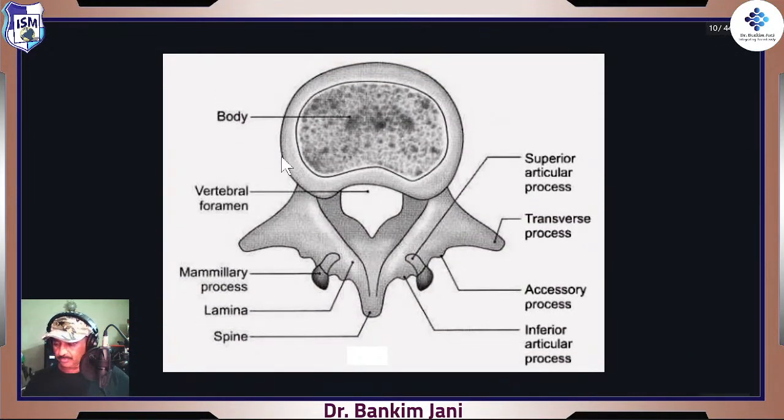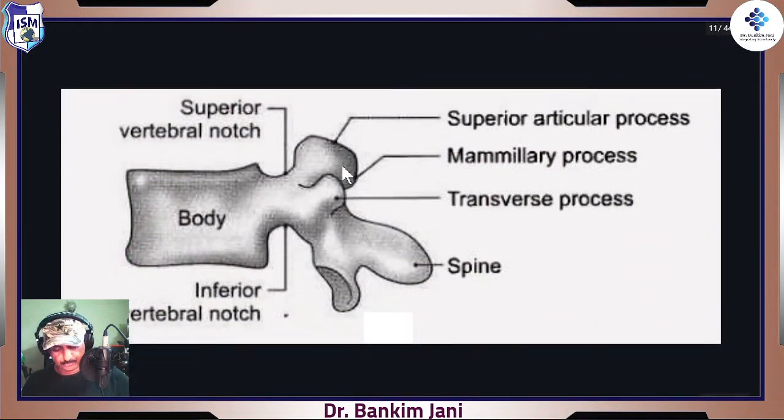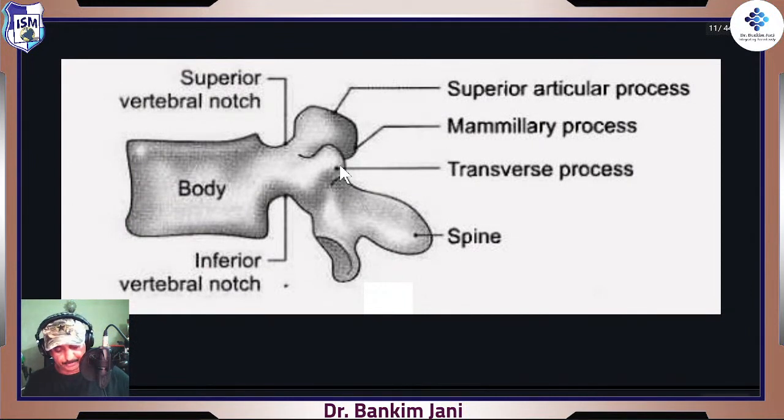So we go quickly. Body, vertebral foramen, superior articular process, that's the transverse process, that we must draw, that heart. Accessory process, inferior articular process, spine, and that's lamina, and these are the mammillary processes, which are the projections. Let's go further. This is the superior vertebral notch and inferior vertebral notch. Inferior vertebral notch is deeper, and we talked about it.